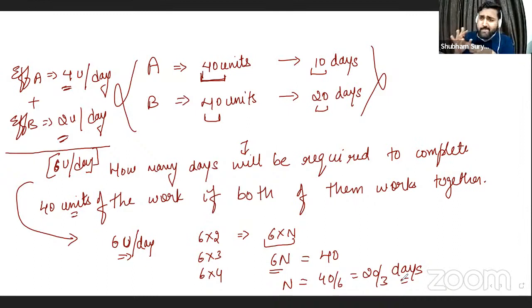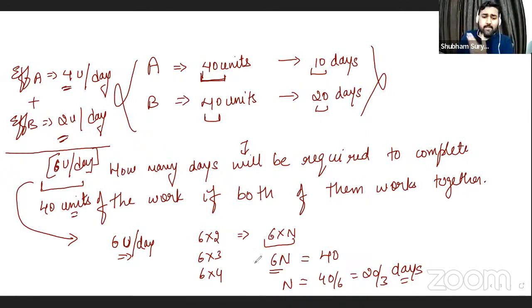You could have also done this directly. The question was asking how much time is required to do the work if they work together. Together they can do 6 units of work per day. They want to complete 40 units of work, so you could have directly done 40 divided by 6. If you know the basics of maths, you could have directly gone for 40 divided by 6. But if you're trying to build a certain concept, you can write it step by step. So every day they are doing 6 units of work. In 2 days it's going to be 6 into 2, in 3 days 6 into 3.